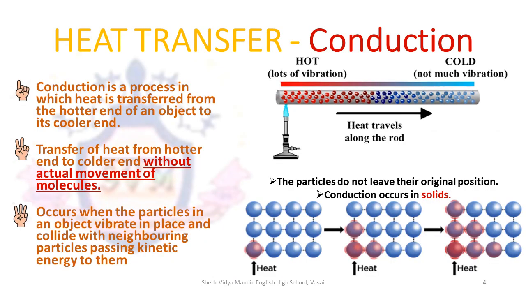First mode of heat transfer is conduction. Now conduction is a process wherein direct contact is important. It's a process in which the heat is transferred from the hot end of the object to the cold end of the object. There is only movement of heat. The particles do not move around. Conduction usually occurs in solids. No particle will leave its original position. Only the transfer of heat will take place from one end to the other end.